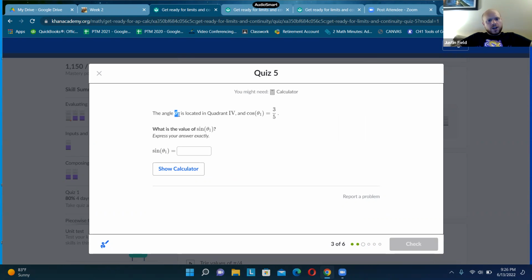The angle theta sub 1 is located in quadrant 4, and cosine of theta sub 1 is 3/5. What is the value of sine theta sub 1?